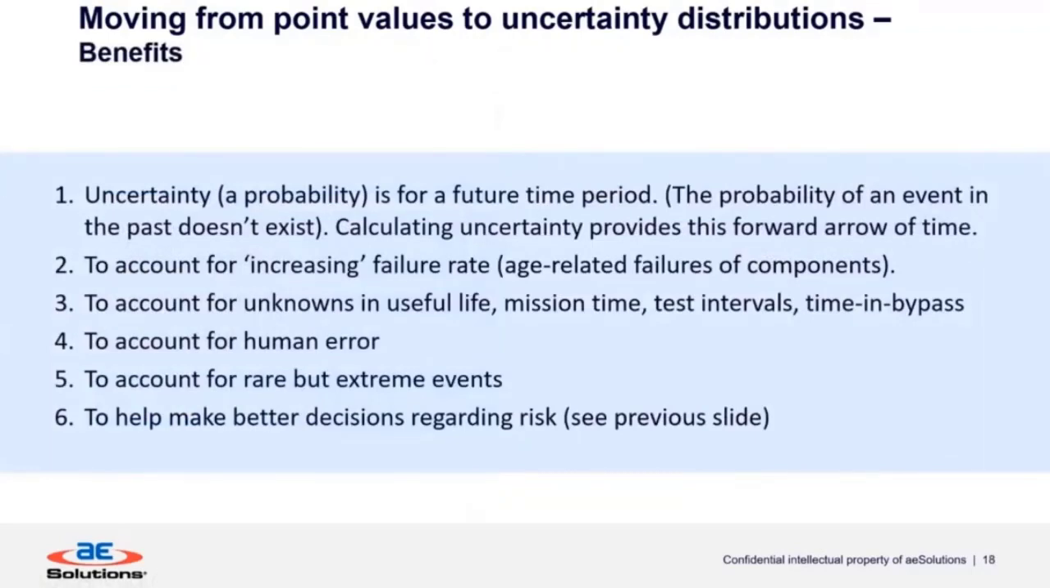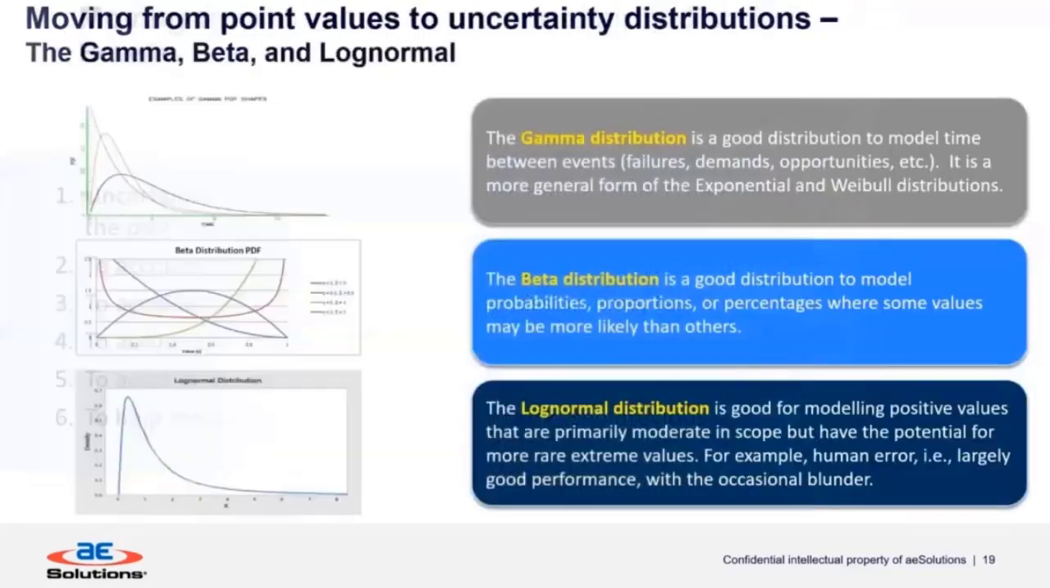Moving to uncertainty distributions, benefits. As I said earlier, uncertainty probability is for a future period. The probability of an event in the past doesn't exist. Probability only is meaningful for the future. Calculating uncertainty provides this forward arrow of time. Uncertainty distributions can account for increasing failure rates, age-related failures in components. Accounts for unknowns in all your parameters. Accounts for human error. Accounts for rare but extreme events, and ultimately helps us make better decisions regarding risk.